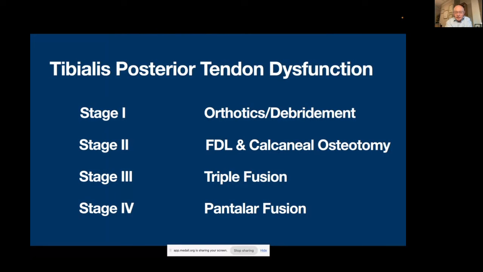And of course, when we're deciding what procedures to do, we want a classification like this. This is a simplified version of the Johnson and Strom classification of posterior tibial tendon dysfunction. I know there's a new flatfoot classification, but this is just relevant to demonstrate the point. If you have stage 1, you use orthotics or a debridement; stage 2, you do an FDL transfer and a calcaneal osteotomy; stage 3, you do a triple fusion; and stage 4, you do a pantalar fusion or a triple with an ankle replacement, and variations of that. But the classification really guides you as to what procedures you're going to decide to do.